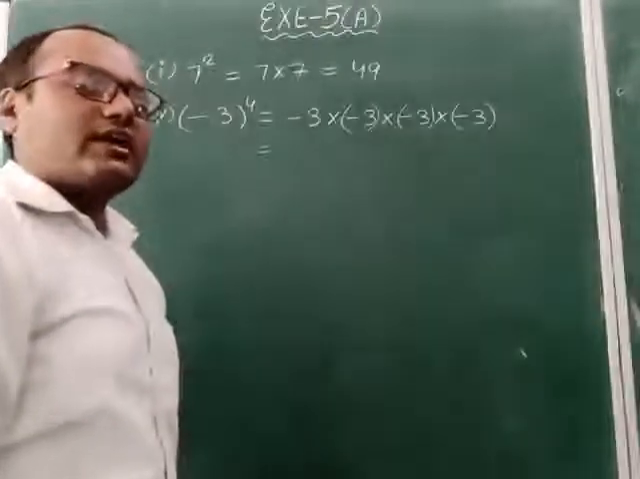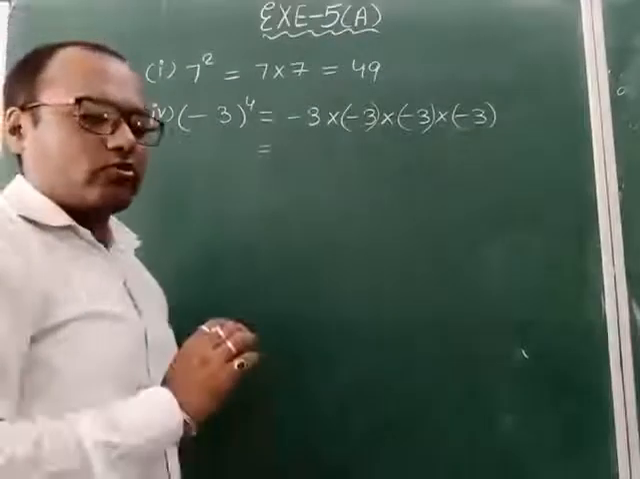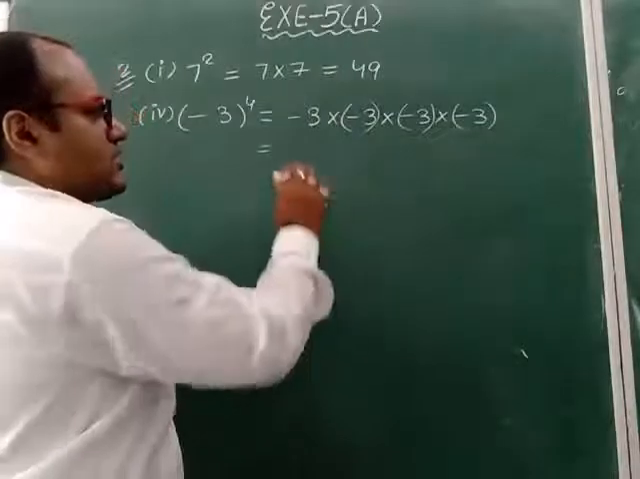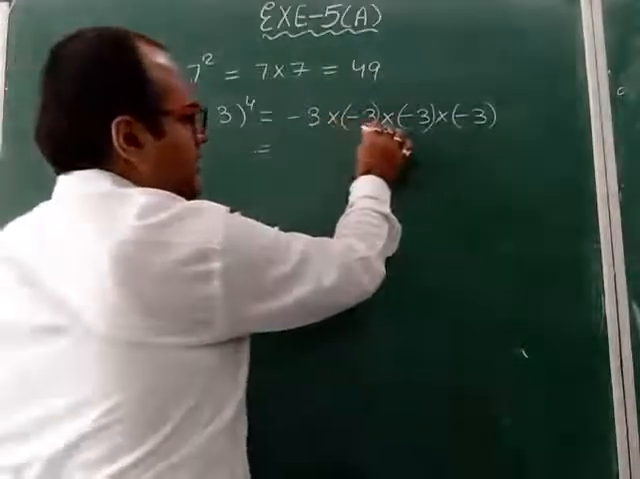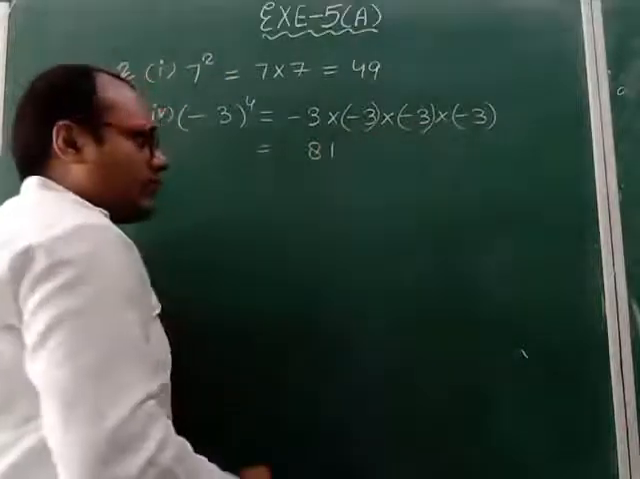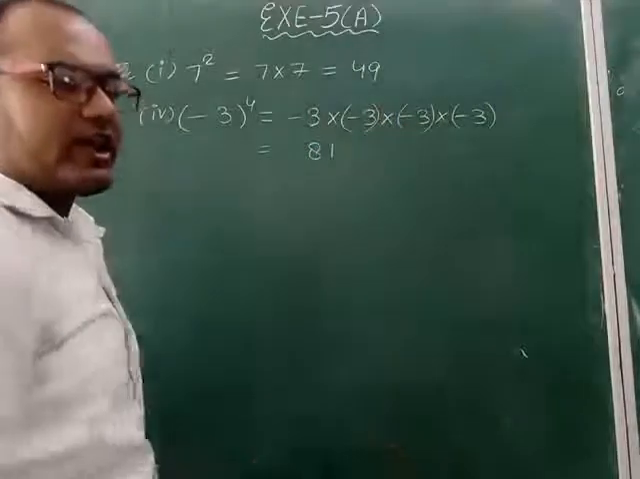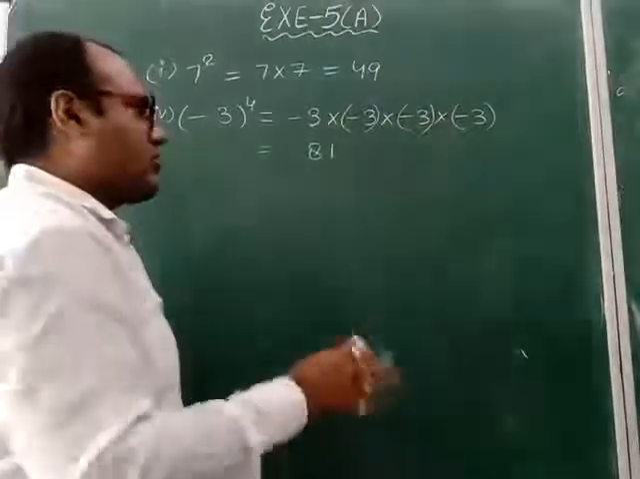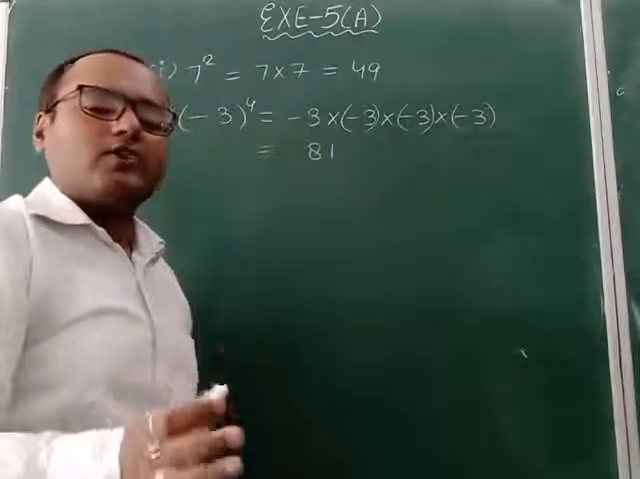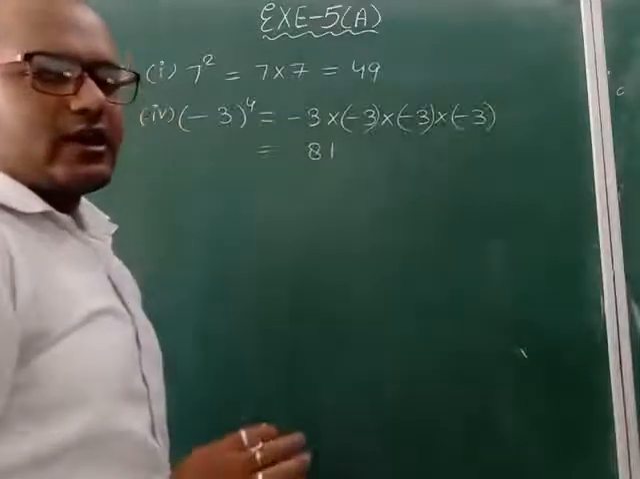Whenever an even number of minus signs will be there, then in the answer no need to take minus. Now simply we will multiply numbers. 3 3 is 9, 9 3 is 27, 27 3 is 81. We will not put minus sign because minus is coming 4 times. 4 means even times. So whenever minus comes an even number of times, then we have to take plus sign. We will not take minus sign in the answer.